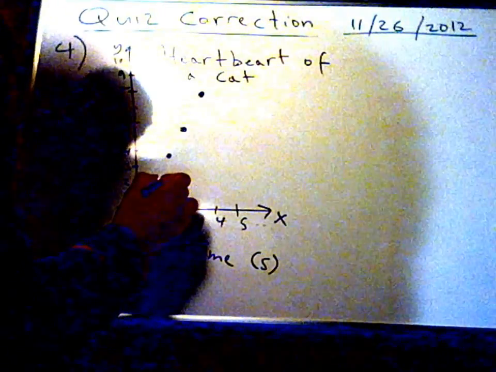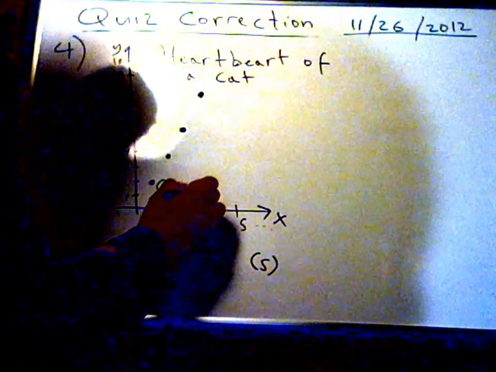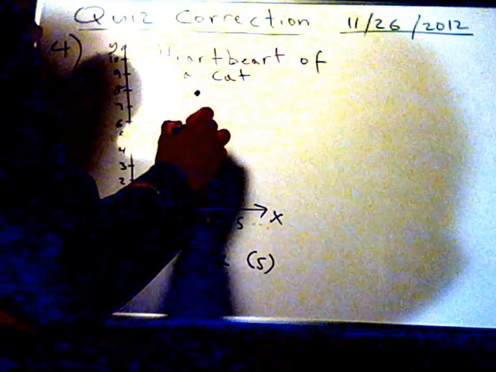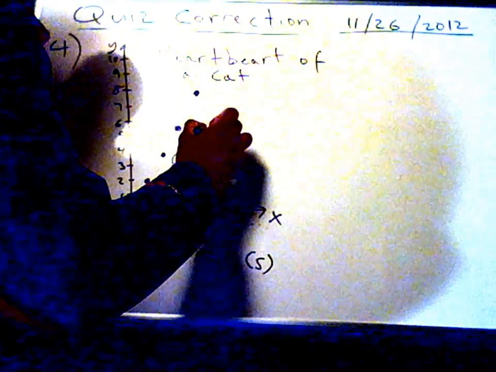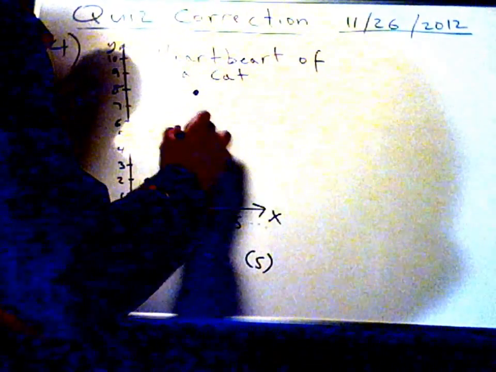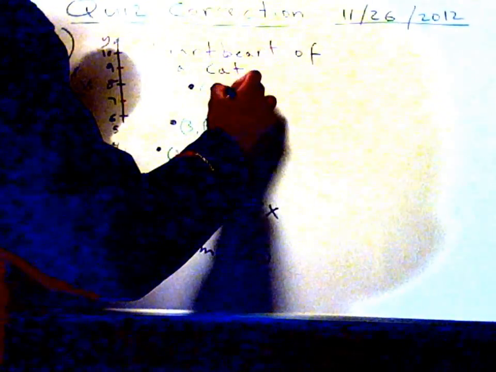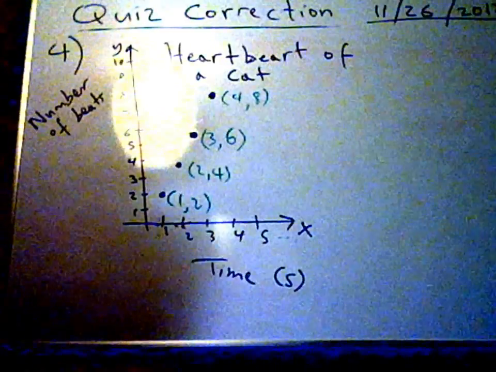So let me label the points. This point is 1, 2. This point is 2, 4. This point is 3, 6, and this point here is 4, 8.